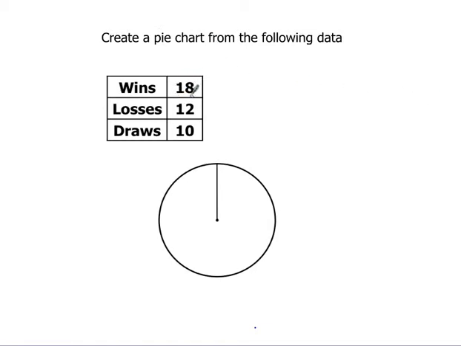So we're going to add these together, 18, add 12, add 10. That gives us a total of 40. So make a note of that. The total piece of data that we've got is 40.